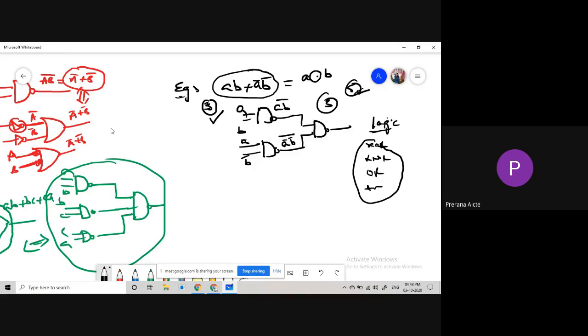For a Boolean function, the question is very, very important. If the question is in the form of SOP or POS, at that time we are using this notation. Otherwise, we are simply using logic gates.